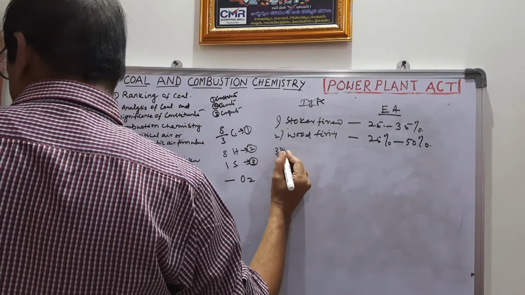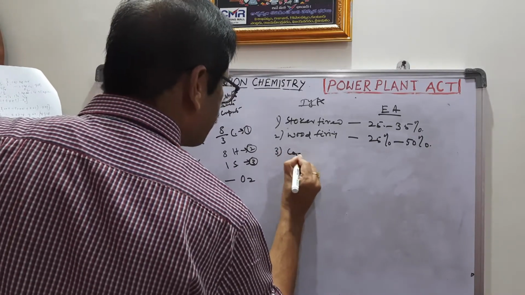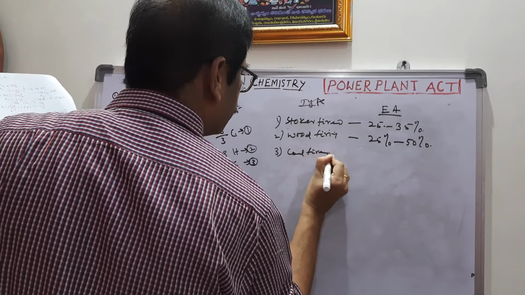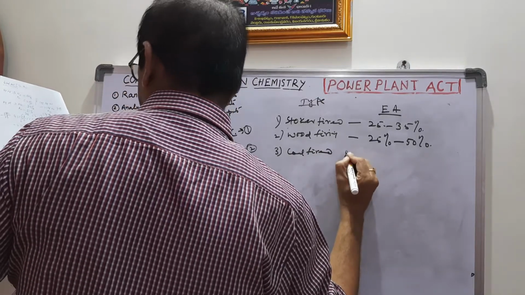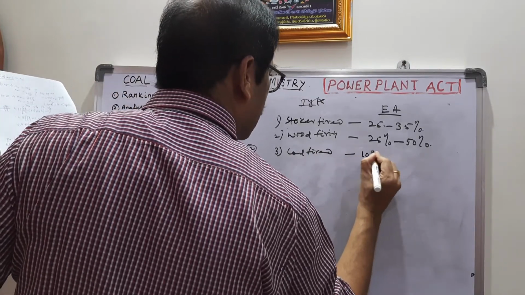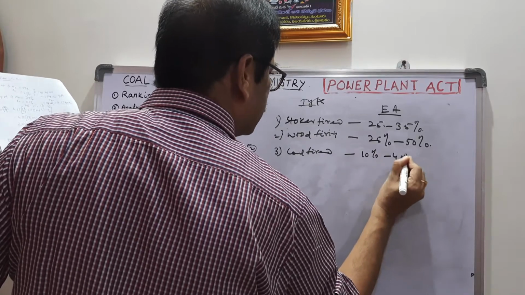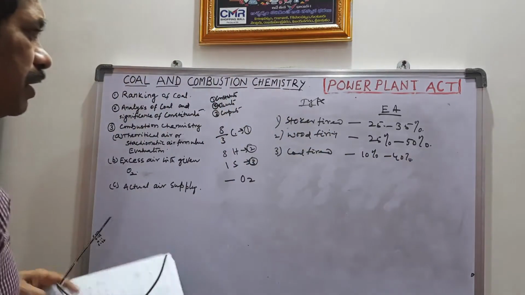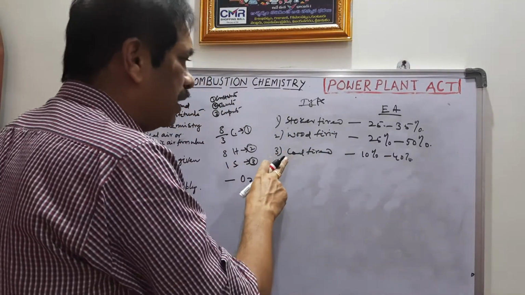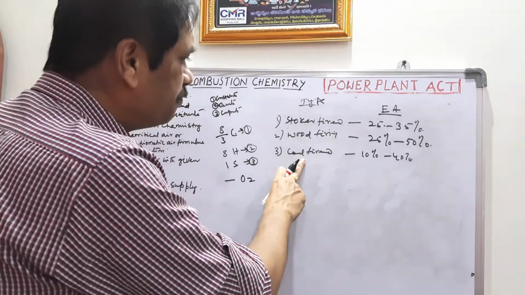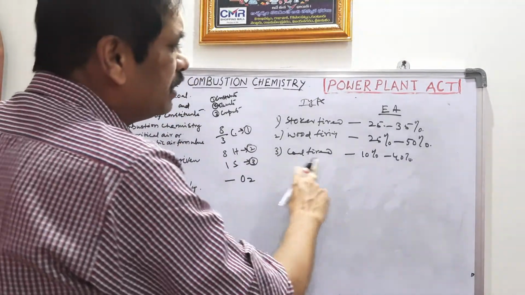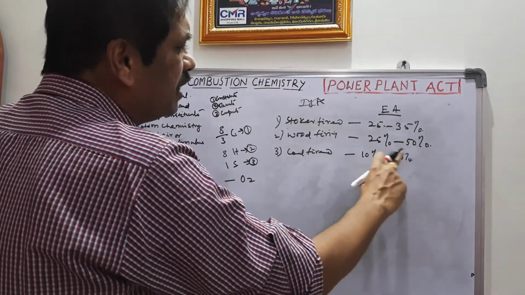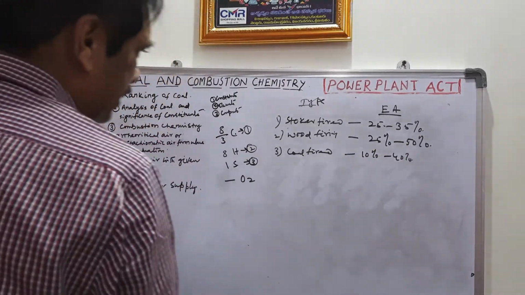And number 3 is coal fired. You need 10% to 40%. This coal fired comes under AFBC, CFBC, PFBC, whatever you are using. The excess air is in between 10 to 40%.